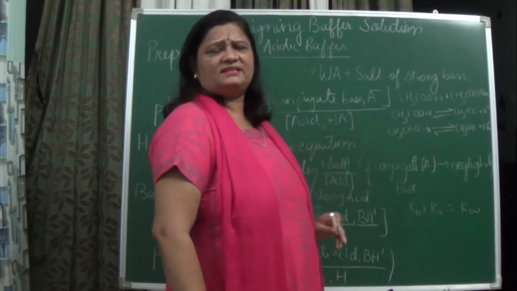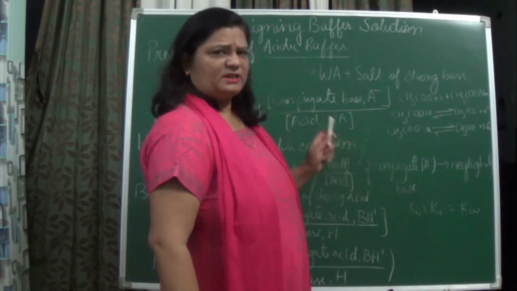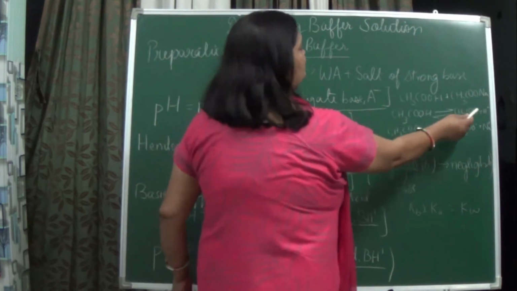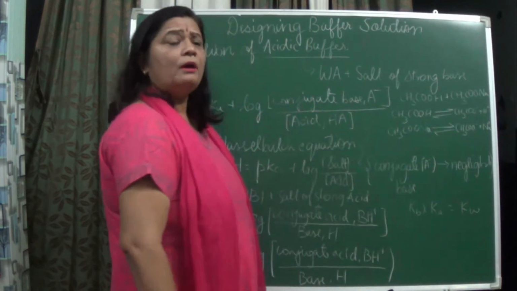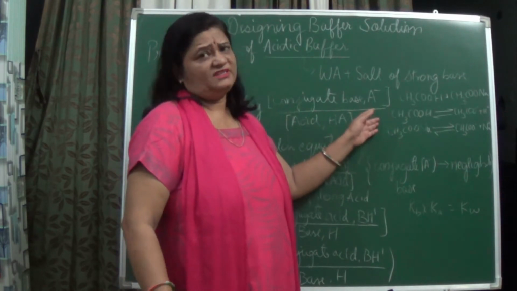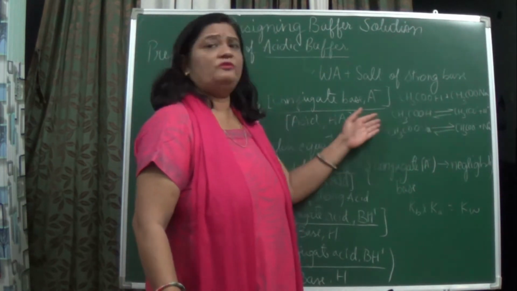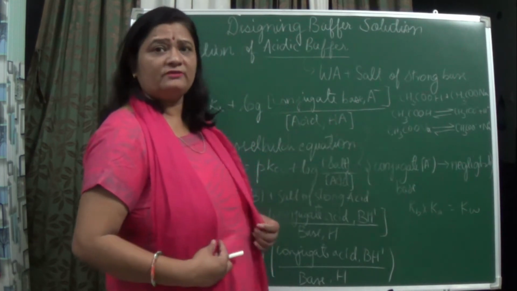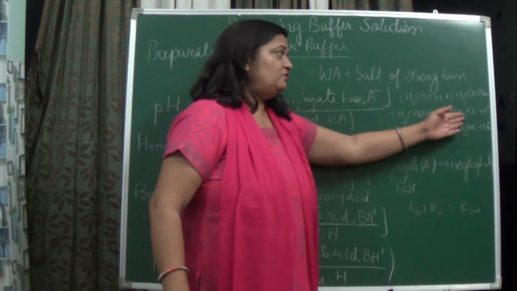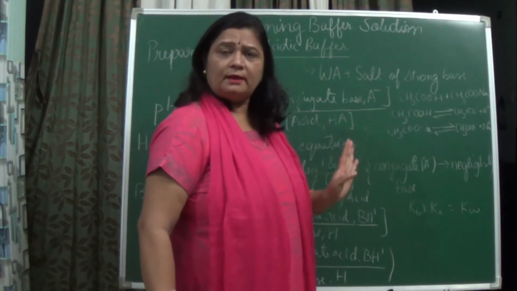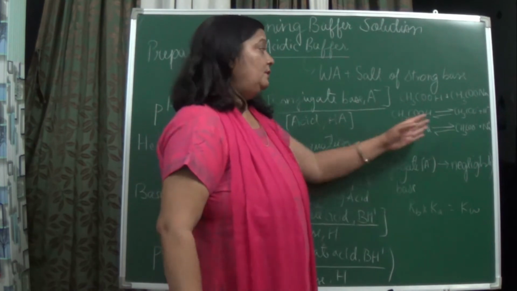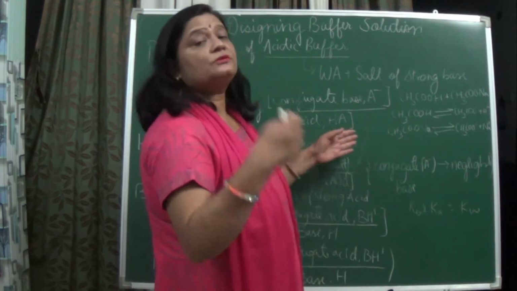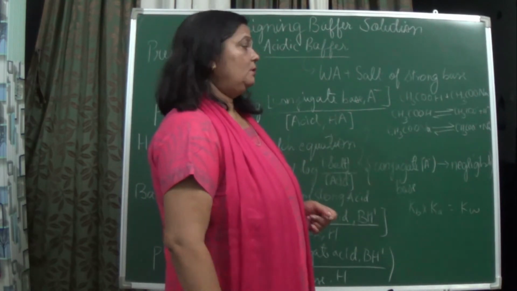If we now add HCl to it, what happens? H plus ions will increase, isn't it? And if the H plus ions increase, naturally they will combine with CH3COO minus to form CH3COOH. It means the reaction will move in the backward direction, which happens in the common ion effect also, as we have seen. So naturally there is no increase or decrease in pH if we add acid to it.